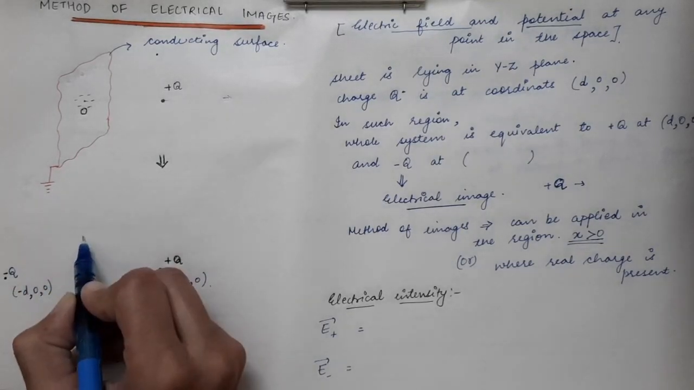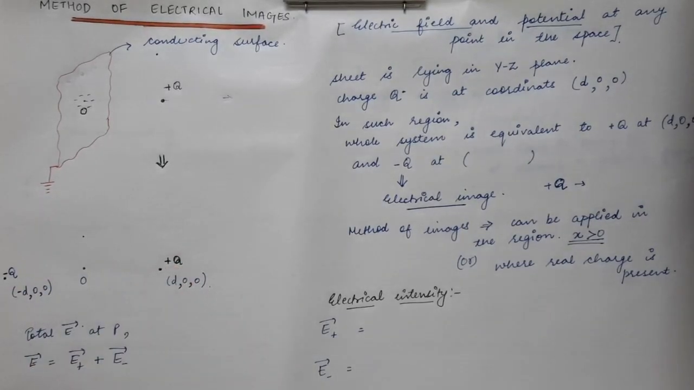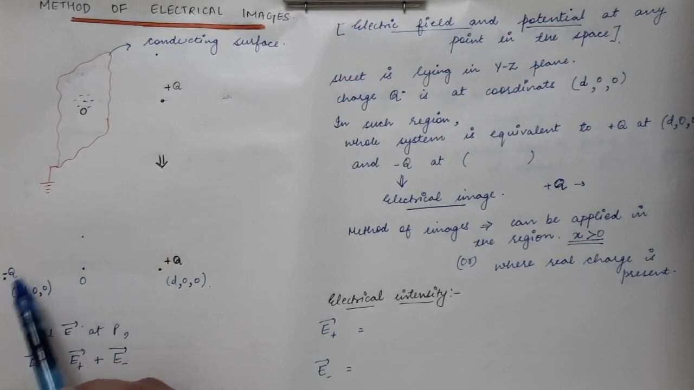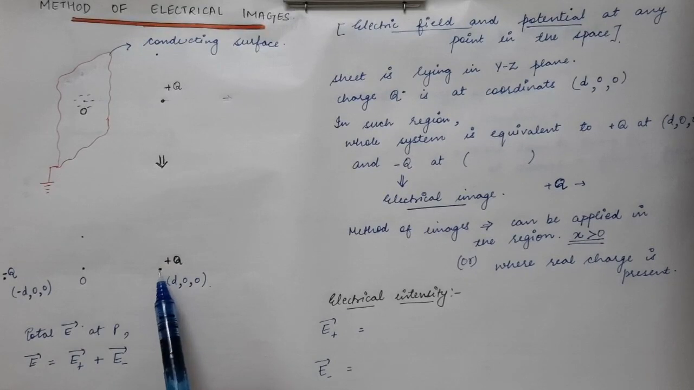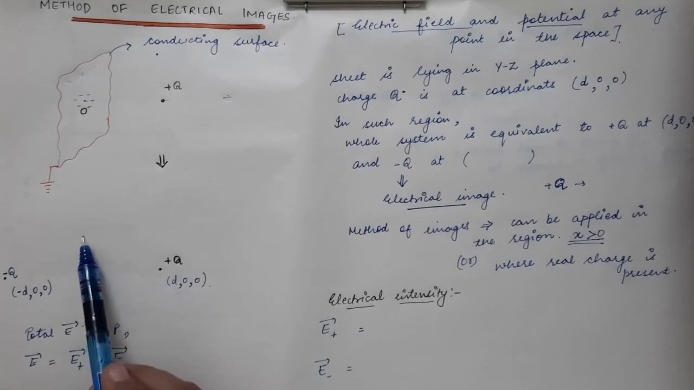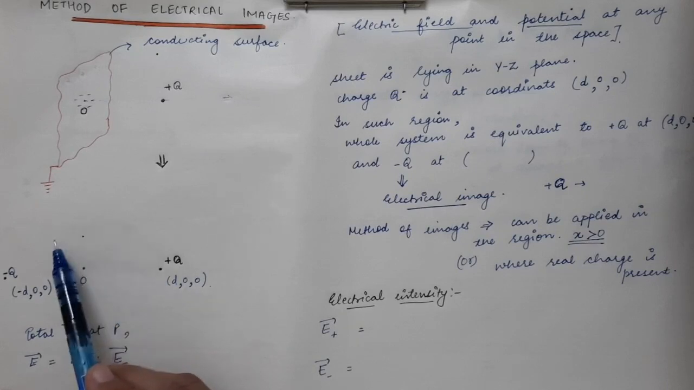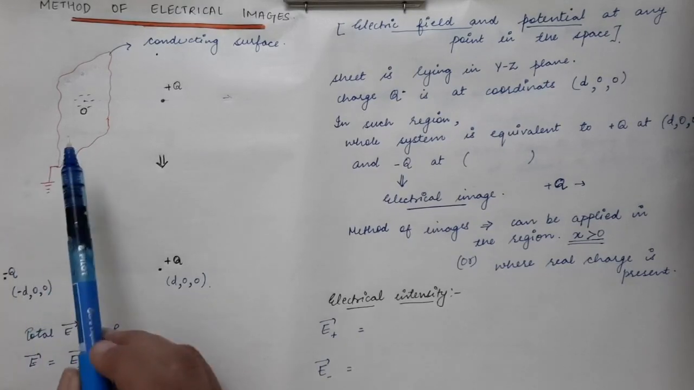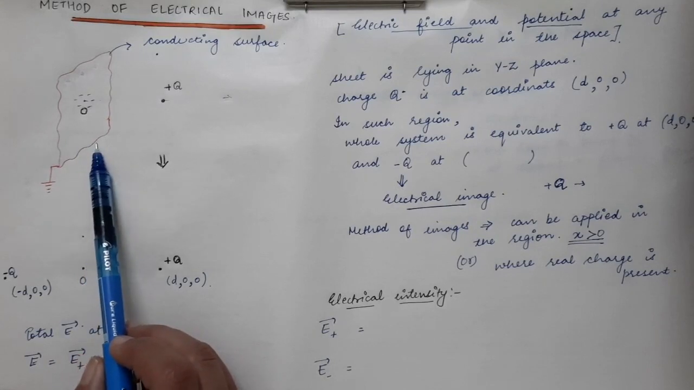So let's say if you are calculating the potential at this point, so this point is at an equal distance from minus q and plus q charge. So therefore potential at this point will be equal to 0. And similarly potential at every point on the YZ plane will be equal to 0. And therefore we have placed this minus q charge over here so as to replace this conducting surface.